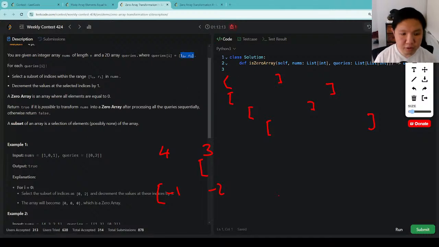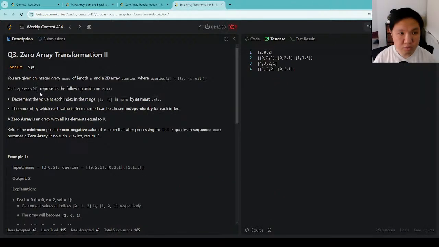Okay, just out of curiosity, I want to see what zero array transformation 2 is. So you're given an integer array nums and a 2D array, okay, blah blah blah, the same. Decrement by at most value. Oh, so it's left, right, value. The amount by which each is decremented.